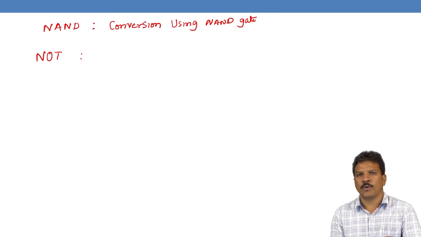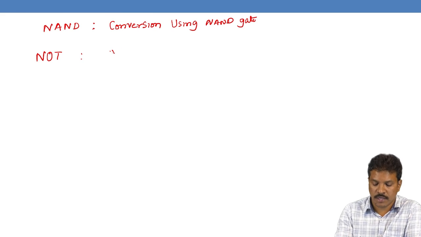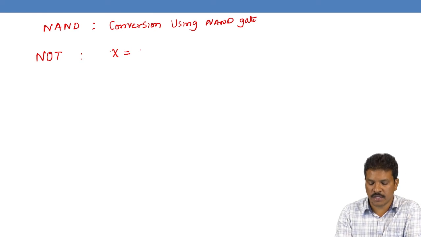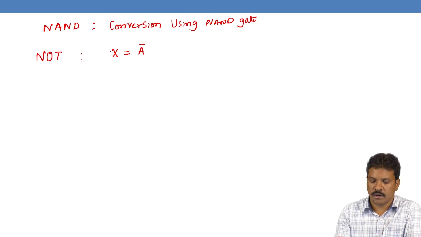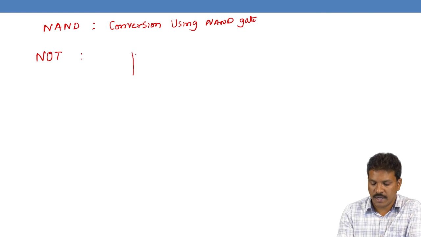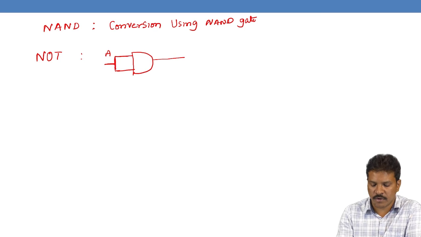Very simple. In order to implement a NOT gate, the equation for the NOT gate is, for example, A is the input, your output x is equal to, the Boolean expression for NOT gate, A bar. It is a single input. So the NAND gate is a two input NAND gate. In order to get this single input, take the two input NAND gate first. A, B. Take the second input and first input, combine them together, and take a single input A.